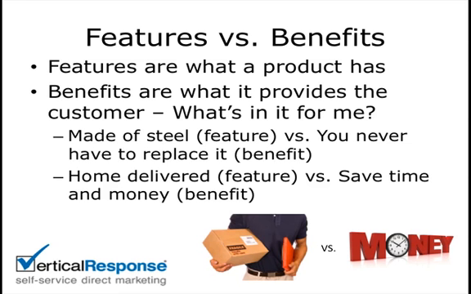So we have some examples here. Made of steel, that's a feature. A product is made of steel. Or you never have to replace it. That's a benefit. Sure, it's made of steel and you never have to replace it, but your customer wants to know what's in it for them, so never having to replace it is what's in it for them. Home delivered is a feature versus save time and money because they don't have to go out and buy it. That's a benefit for the customer. So keep that in mind when you're writing. Write what you think your customer is going to be asking you when they're reading the blog or email or whatever you're writing.